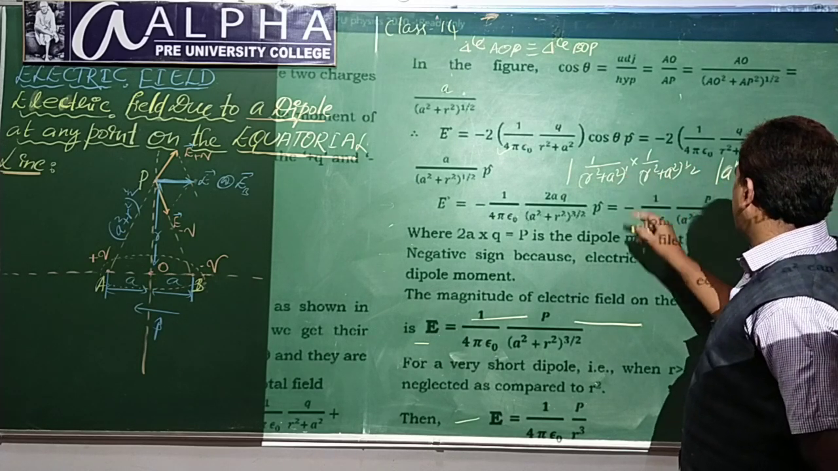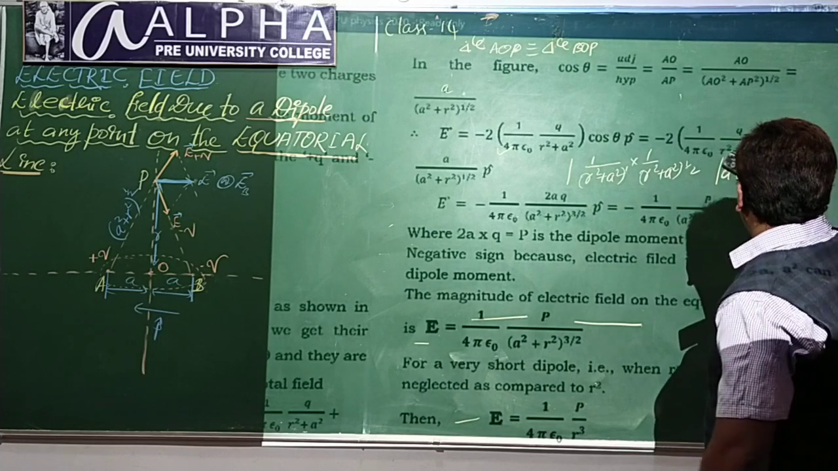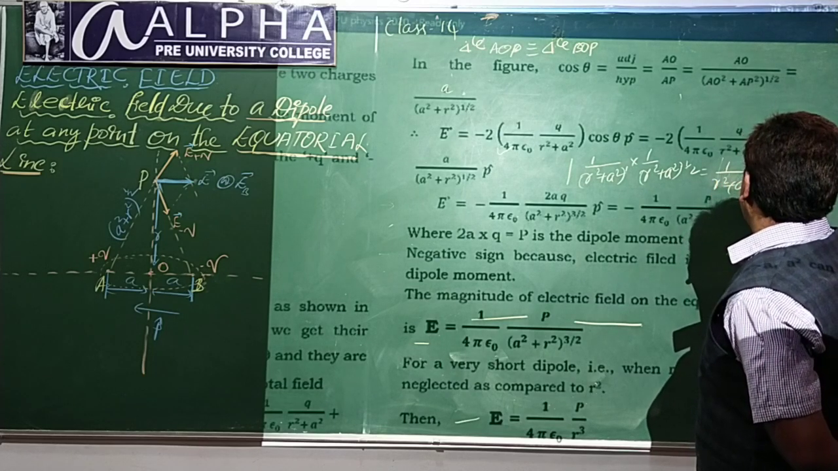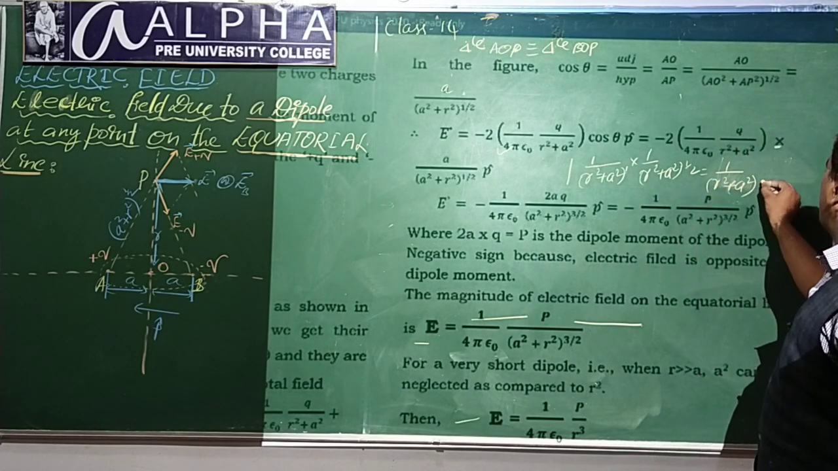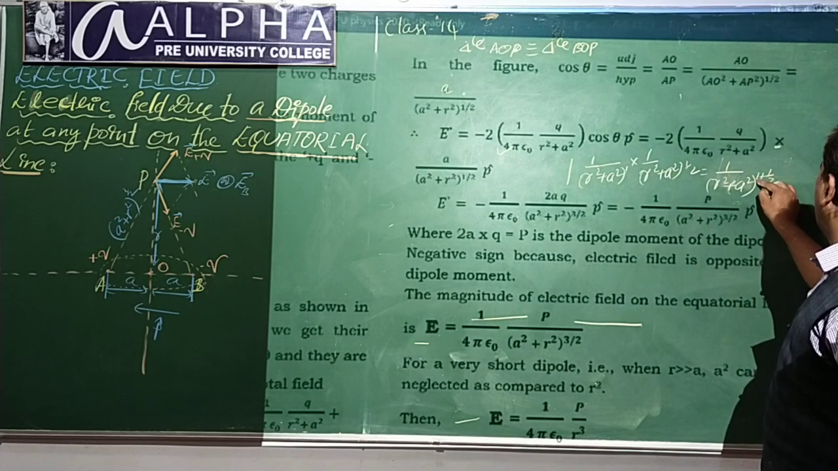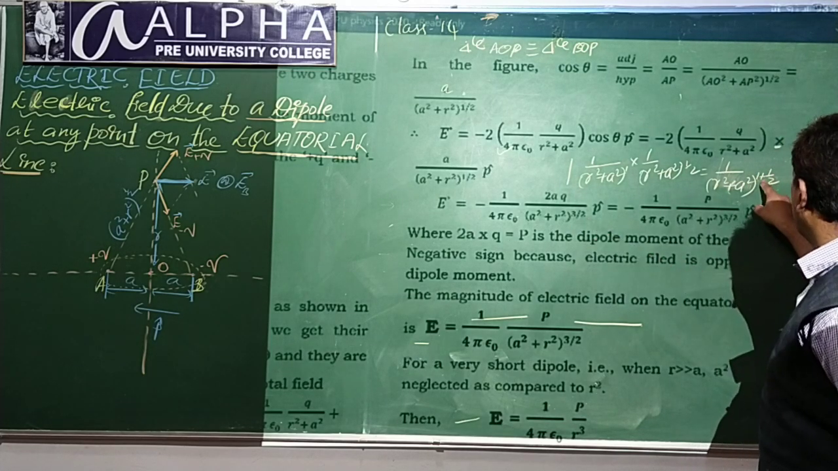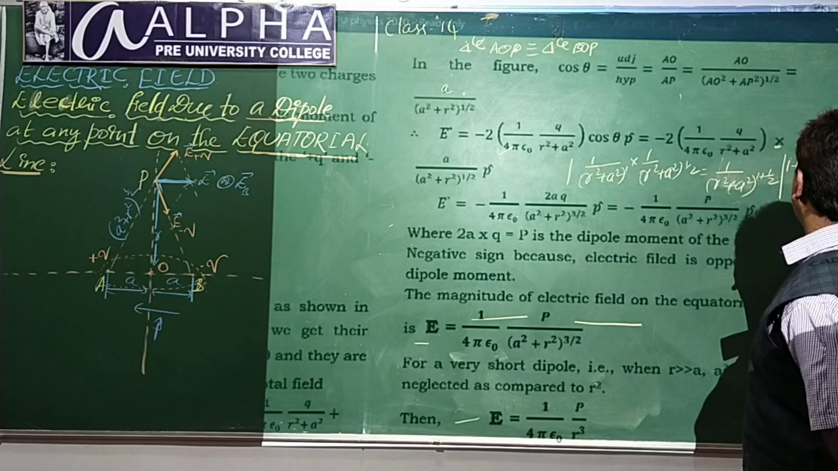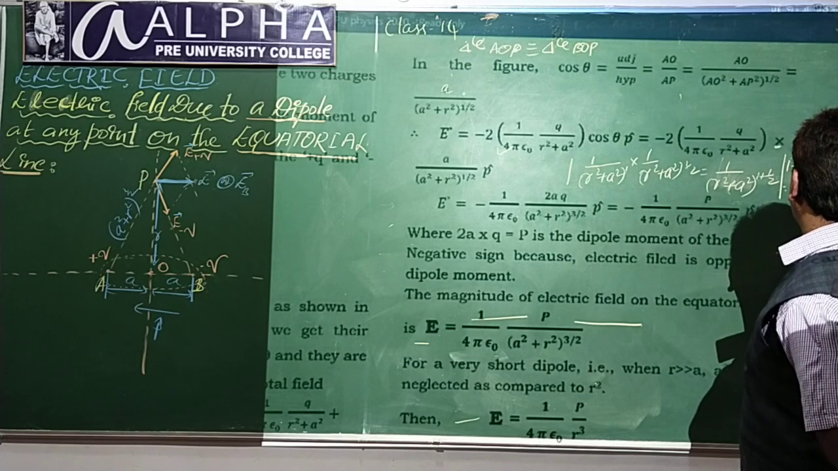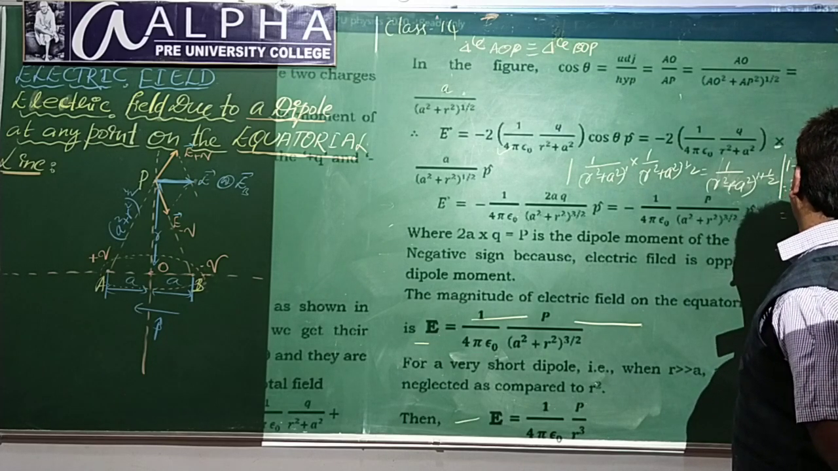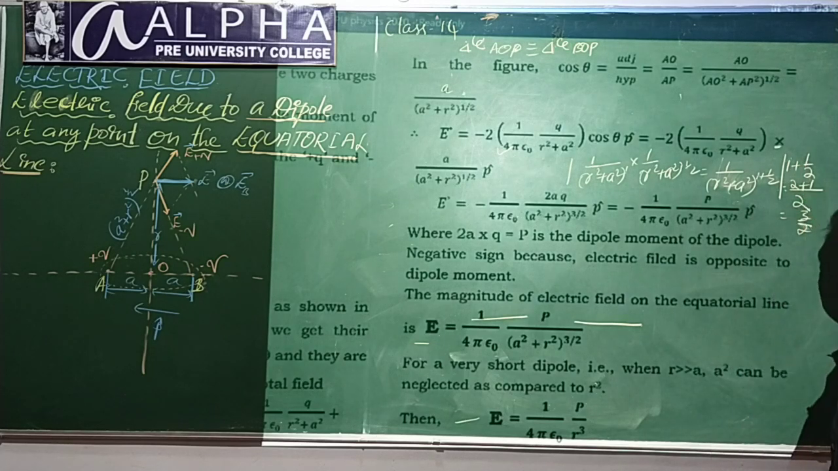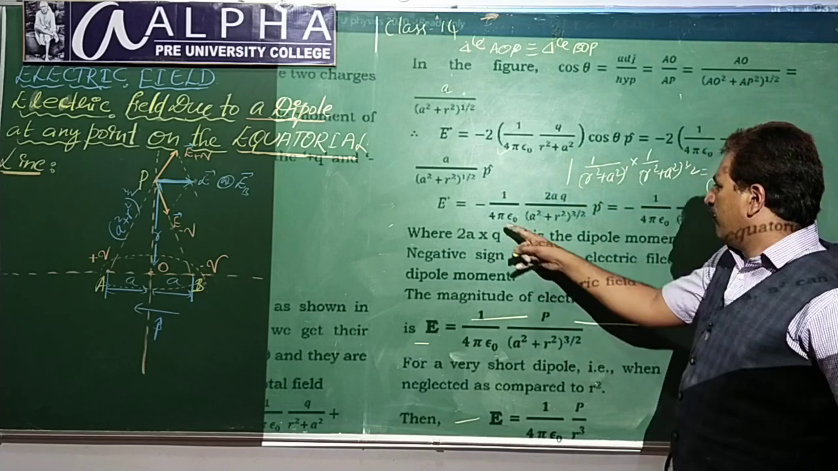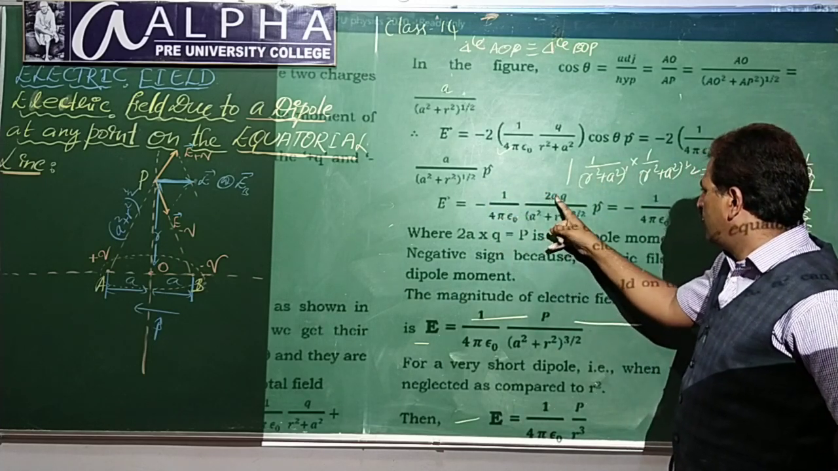So if you add the powers, what do you get? The power is 1 over (r square plus a square) whole to the power 1 plus half. What is 1 plus half? 1 plus half is 3 by 2. Take LCM 2: 2 ones are 2, plus 1, that is 3 by 2. Right? 3 by 2. That's why the simplification of this is minus 1 by 4 pi epsilon naught, 2aq.